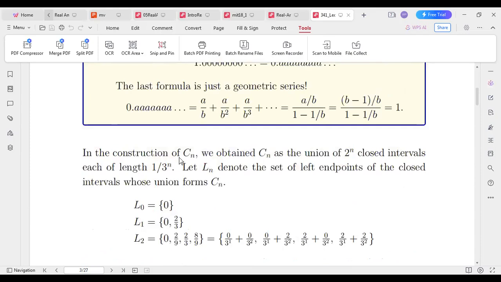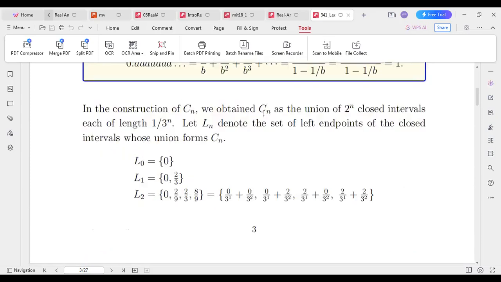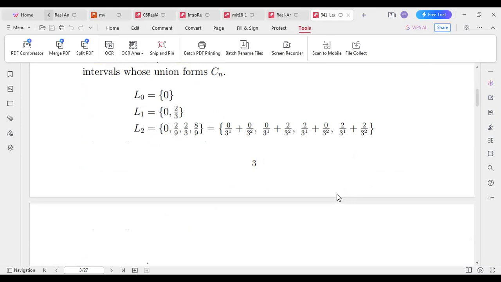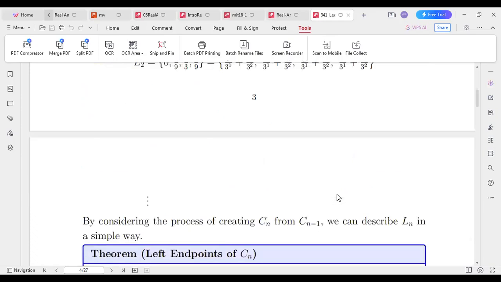So in the construction of Cn, we obtained Cn as the union of 2 to the power n closed intervals, each of length 1 by 3 to the power n. Now let Ln denote the set of endpoints of the closed intervals whose union forms Cn. If n equals 0, then L0 is 0, 1. If n equals 1, then L1 is the endpoints of the closed intervals 0, 1 by 3 and 2 by 3, 1, and then L2 is this. In this way, we get the series. Actually, this is a geometric series.